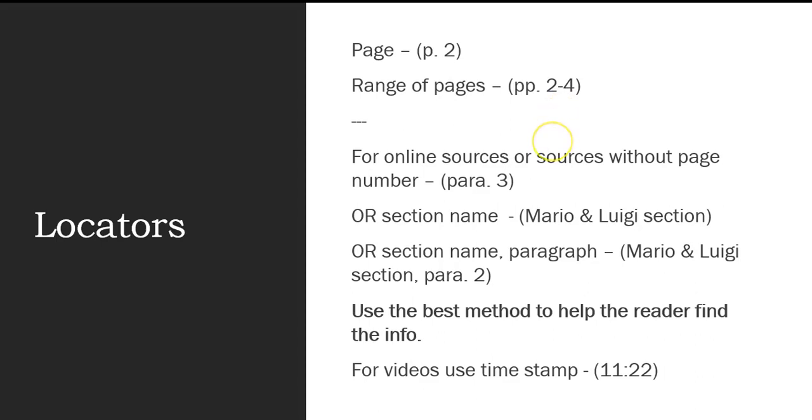For online sources without page numbers, you can use para. and the paragraph number, or you can use the section name, or you can use the section name and the paragraph number. You're free to use whichever method best helps the reader find a direct quote if there's no page number. I'm not going to go into this much for videos, but you use the timestamp for when the information begins if you're citing a video. And next I'll show you the examples.